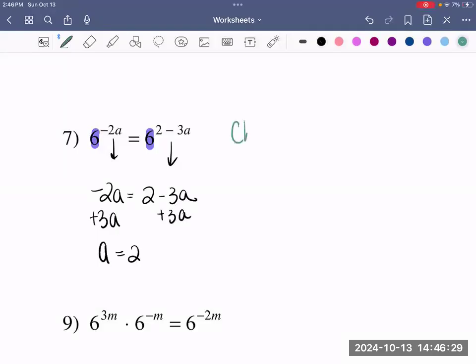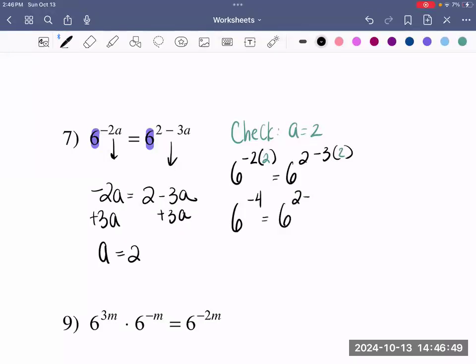So let's go ahead and check that this is correct, that a, we believe it to be 2. So 6 to the negative 2 times 2 is equal to 6 to the 2 minus 3 times 2. To simplify, we have 6 to the negative 4th is equal to 6 to the 2 minus, let's see, 3 times 2 is 6, which is then to the negative 4th. And again, they mean the exact same thing on either side. So we don't actually have to go ahead and multiply 6 by itself negative 4 times.